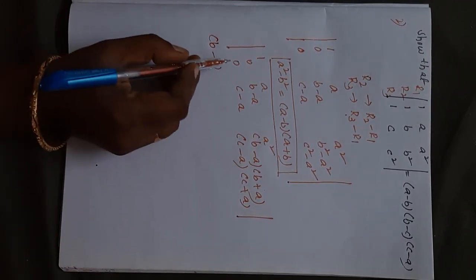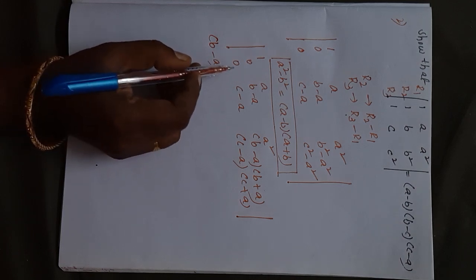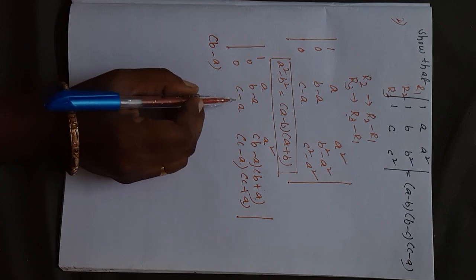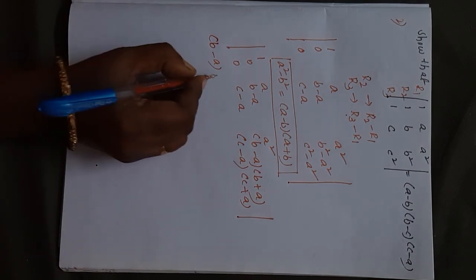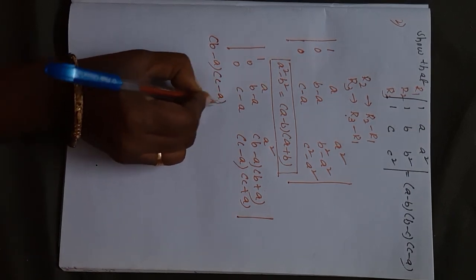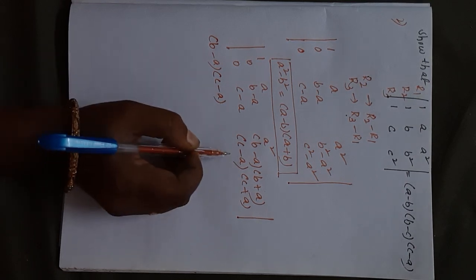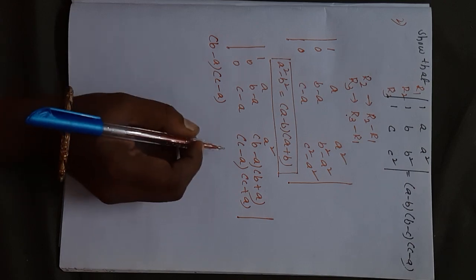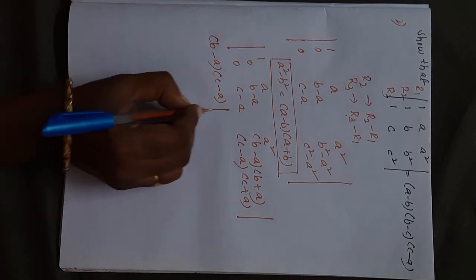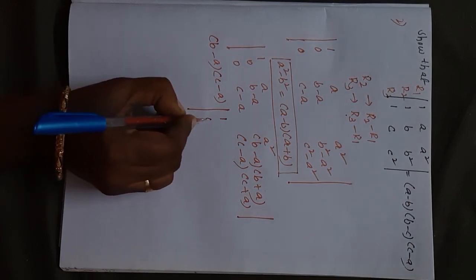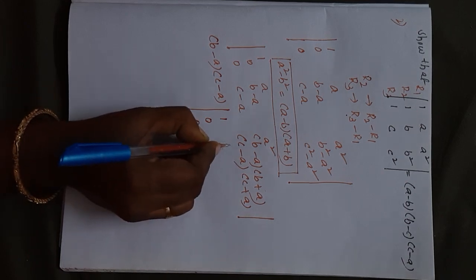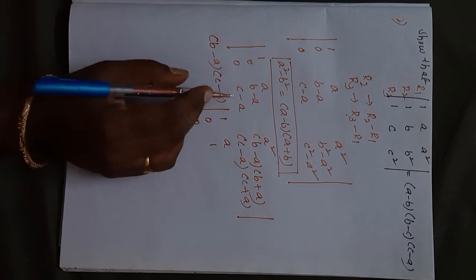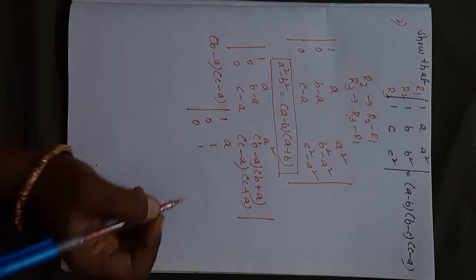Next from this row 3 I can take common c minus a. So 0 into c minus a is there, c minus a and c minus a. So take c minus a common from row 2 and row 3. But in row 1 we don't have any common, so we are not taking any common from row 1. So remaining elements 1, 0, 0, a, 1. b minus a was already taken common so we wrote 1. c minus a is also common so we wrote 1.